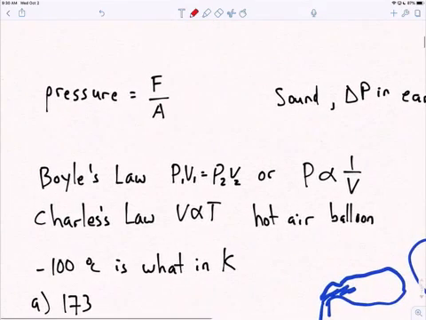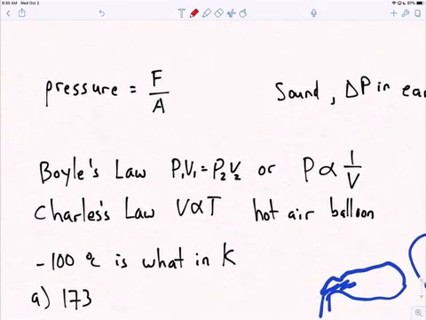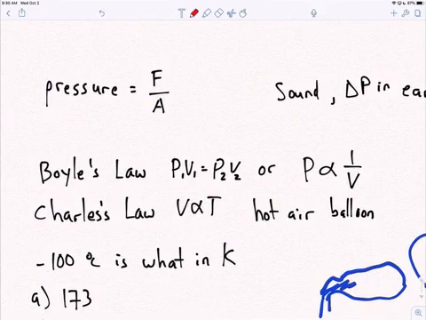I'm not going to go through all the different types of laws. If you read the book, it'll tell you all about them, and you probably did this in high school. I'm just going to jump right into the ideal gas law. But, okay, so Boyle's law. Boyle's law, and you're going to do a lab on this. Boyle's law states that pressure and volume are inversely proportional. Inversely proportional means that when one goes up, the other one goes down.